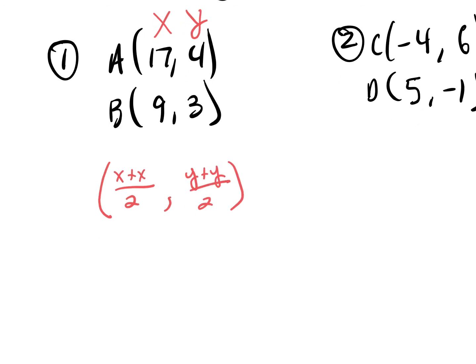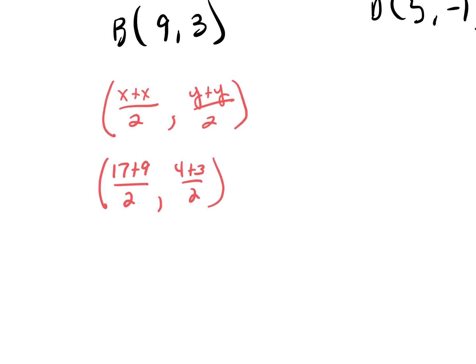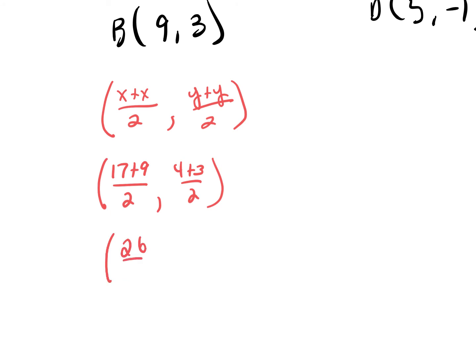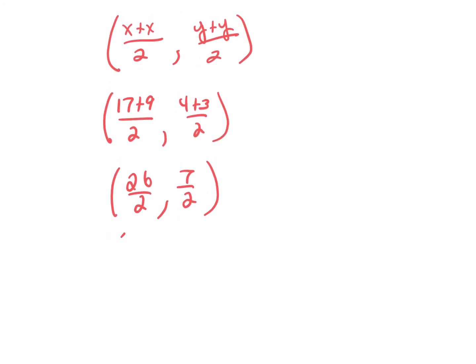So what are my 2 x values in example number 1? 17. So you'd say 17 plus 9, divide by 2. This is how you show me your work. And then you have 4 plus 3 divided by 2. What is 17 plus 9? 26. 26 divided by 2. What's 4 plus 3? 7. 7 divided by 2. And then simplify if you can. 26 divided by 2, nice and pretty, 13. 7 over 2. Just leave it as 7 over 2.